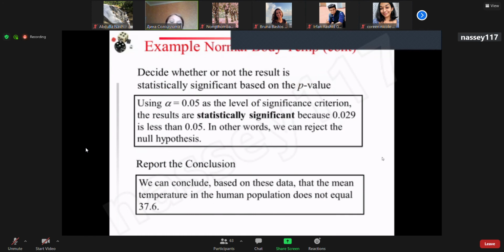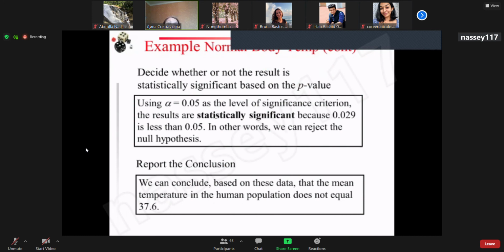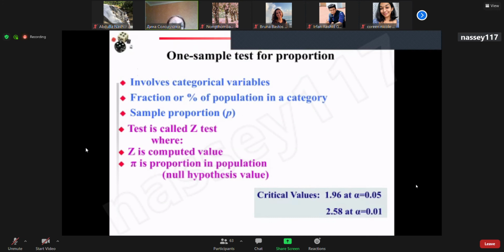So our conclusion will be that the mean temperature in the human population is not equal to 37.6, because our parameter t lies in the area of rejection of the hypothesis. So we use alpha 0.005, and we understand that in this case we are not able to say that our hypothesis was correct.